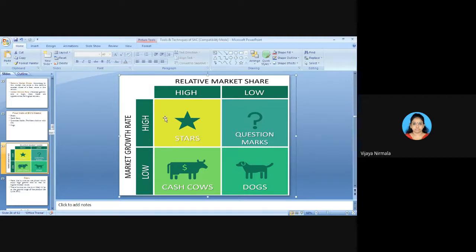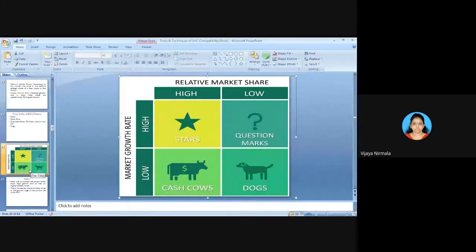Now let us see which companies will come under stars. In cash cows, what will come? Question marks, what will arise? And dogs, what will be there? That we will see in depth now. Till now, do you have any queries? Four cells, relative market share and market growth. And this diagram is easily understandable to you, right? You can see. Don't get confused.